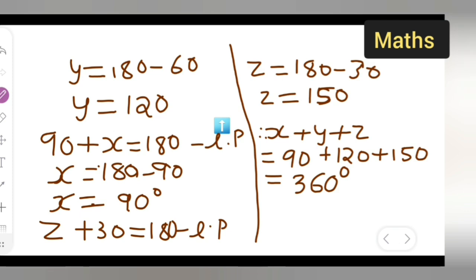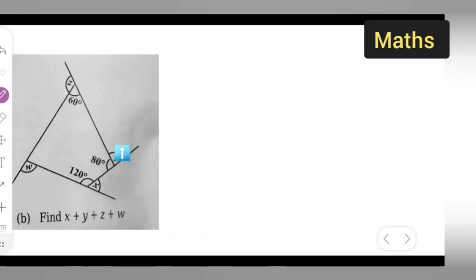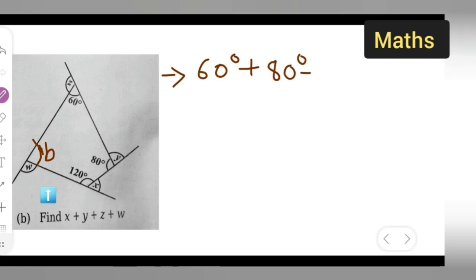Now moving towards the next one. The next one, let me start here. Now again it is similar one, only here the value is not given, so we can take it as B. Okay, and add the interior one. What is the sum of quadrilateral interior? 1, 2, 3, 4, 360. So add all this, 60 degree plus 80 degree plus 120 degree plus B is equal to 360.